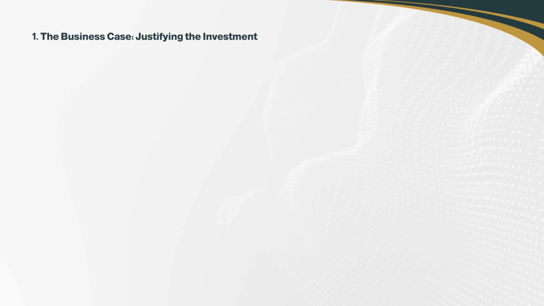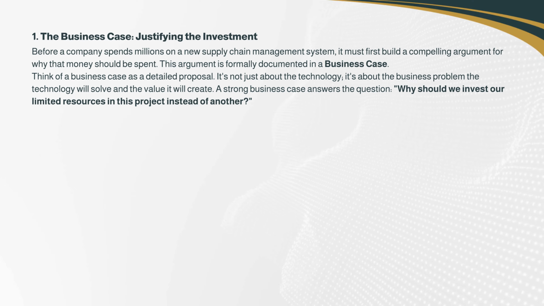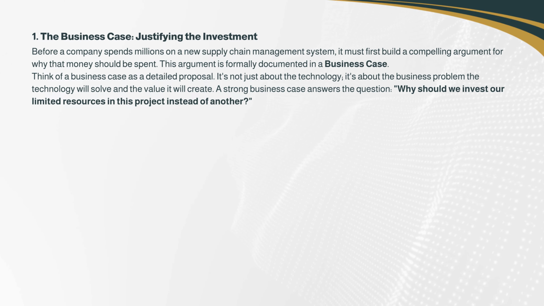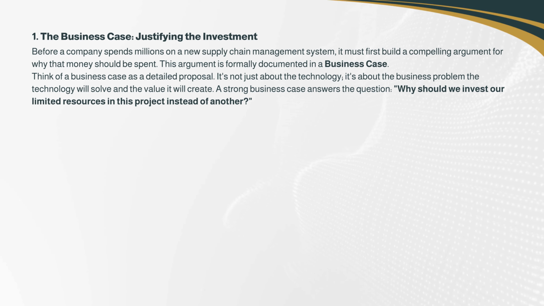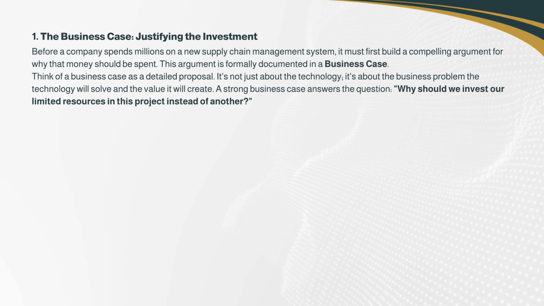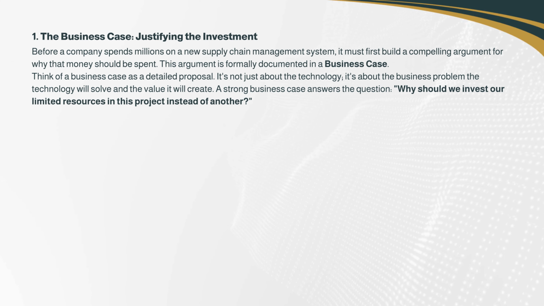1. The business case, justifying the investment. Before a company spends millions on a new supply chain management system, it must first build a compelling argument for why that money should be spent. This argument is formally documented in a business case. Think of a business case as a detailed proposal. It's not just about the technology, it's about the business problem the technology will solve and the value it will create.